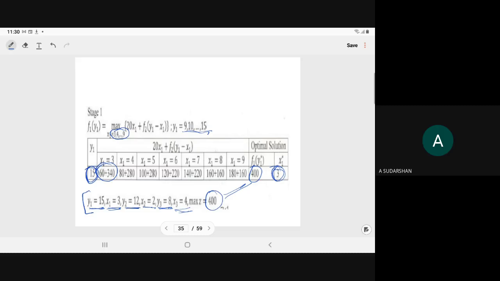Sir, in this case, all of the solutions are coming at the highest value of y1, y2, and y3. No, it is not necessary. By chance, for this question it is coming, but it is not necessary. So the maximum allocation for y1 we can only do in stage one.